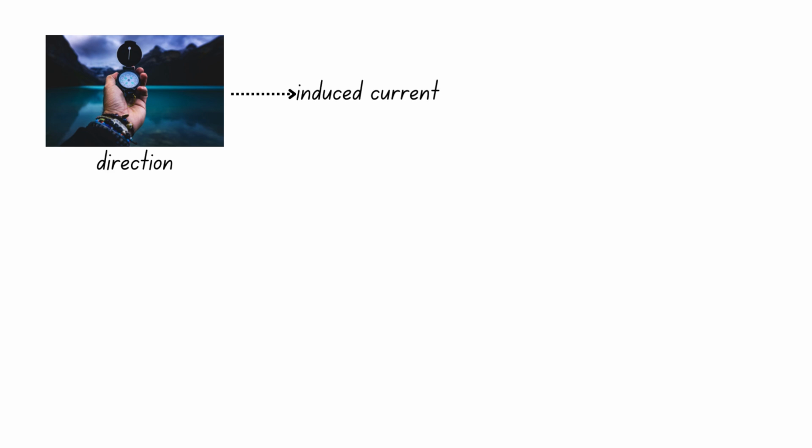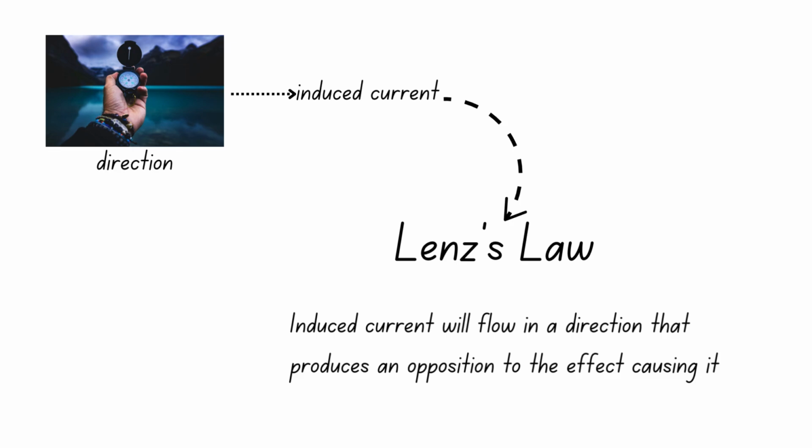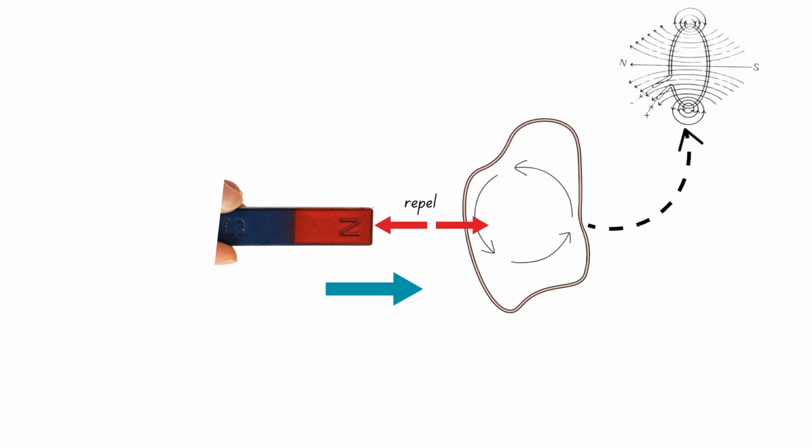The direction of this induced current can be determined using Lenz's law, which states that induced current will flow in a direction that produces an opposition to the effect causing it. What this means in our example is that as you push the magnet in, the current will flow in a direction that causes it to repel the magnet. This is possible because the current will produce its own magnetic field around the wire loop, and that field will be in such a direction as to cause repulsion.